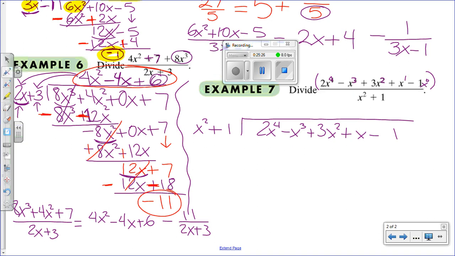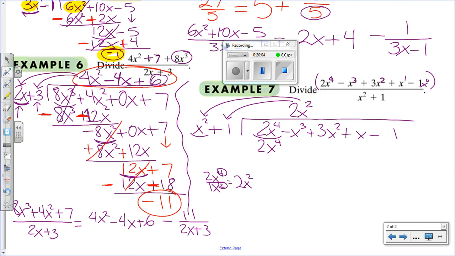So what I'm going to do, we start the same way, since 2x to the 4th divided by x squared, that is going to be 2x squared. Remember, we are subtracting the exponents and we're dividing the coefficients. So that term goes here, 2x squared. Then we multiply 2x squared times x squared, and so that will be 2x to the 4th. Then we multiply 2x squared times 1, and that is going to be 2x squared.